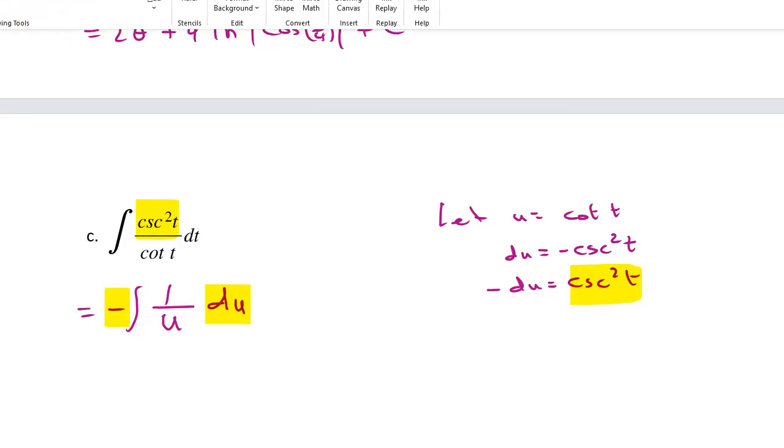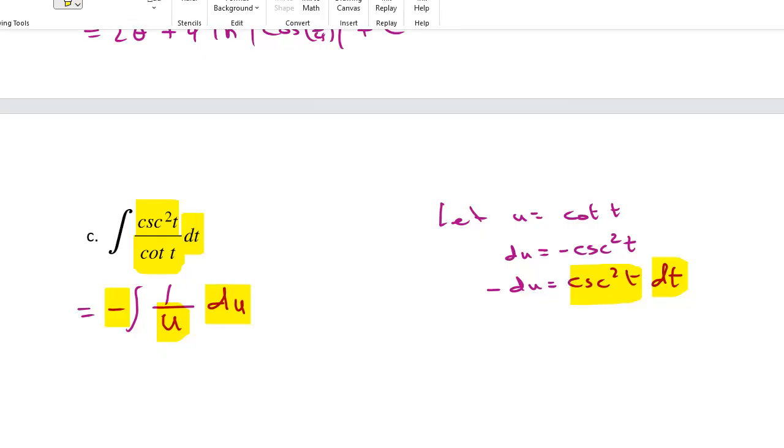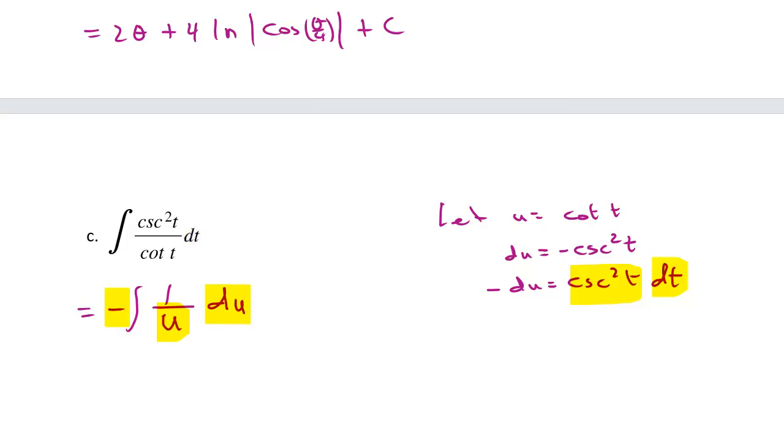Give yourselves a quarter point for that. And there's the dt. All right. And then we got the 1 over the u. We said the u was the cotangent. So everything's accounted for. But writing it like that now, we got a really easy integral to solve.